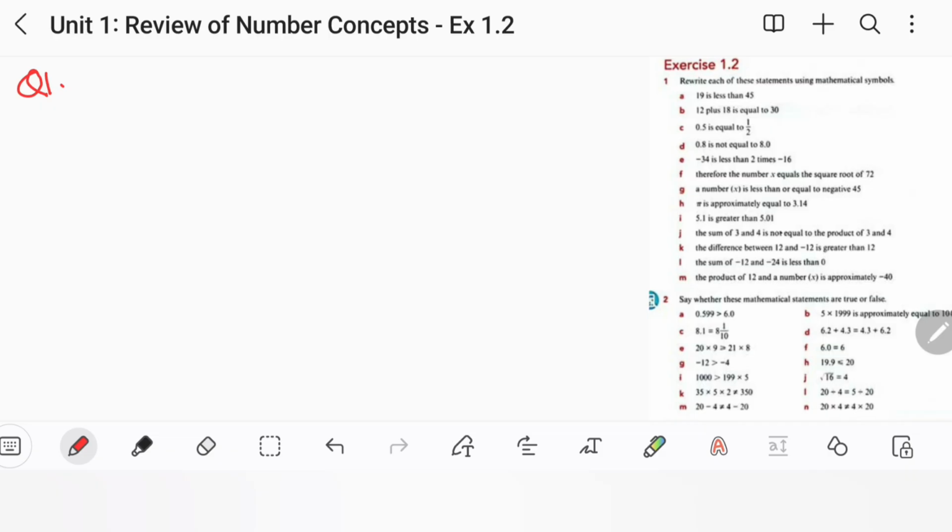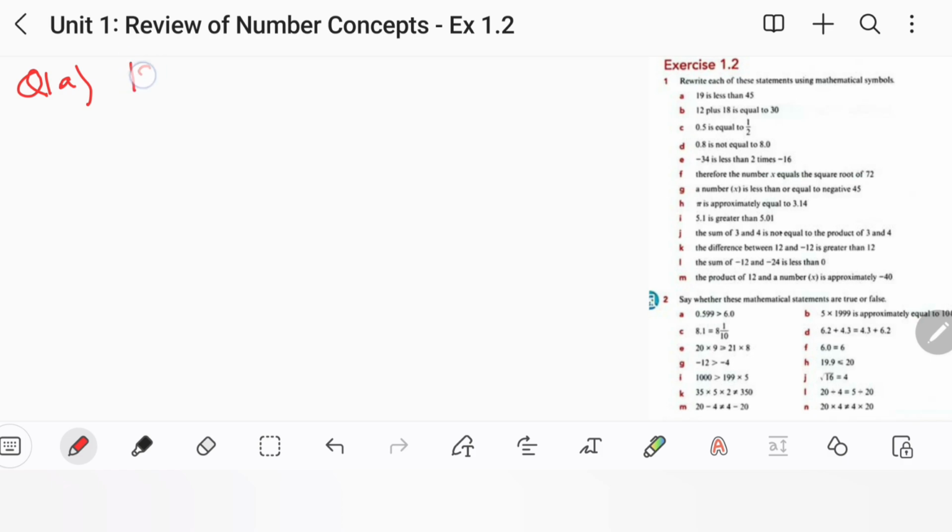Mathematical symbols can be greater than, less than, equal to, greater than or equal to, less than or equal to, and also they are using here a symbol therefore. For therefore we will use 3 dots. Okay, so in part A they are asking 19 is less than 45. So let's quickly solve all of these.